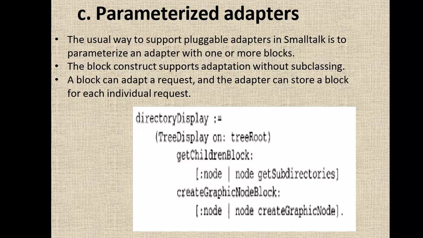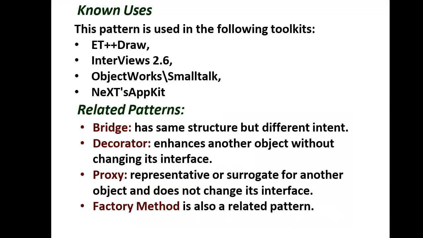So directory display, tree display on tree root, get children block, node get subdirectories, create graphic, C node, block node create graphic, C node. So it can be as far as parametric object is concerned. So you can have get subdirectories as well as create graphic node. These are nothing but the different known uses and related patterns. I'm not going to read much because it's self-explanatory.